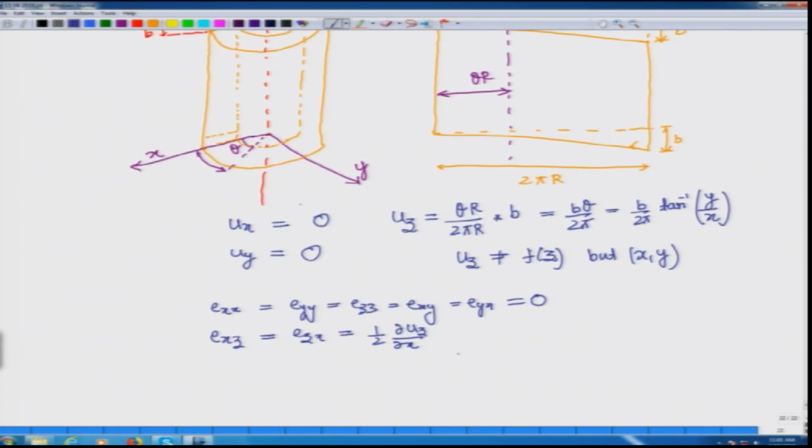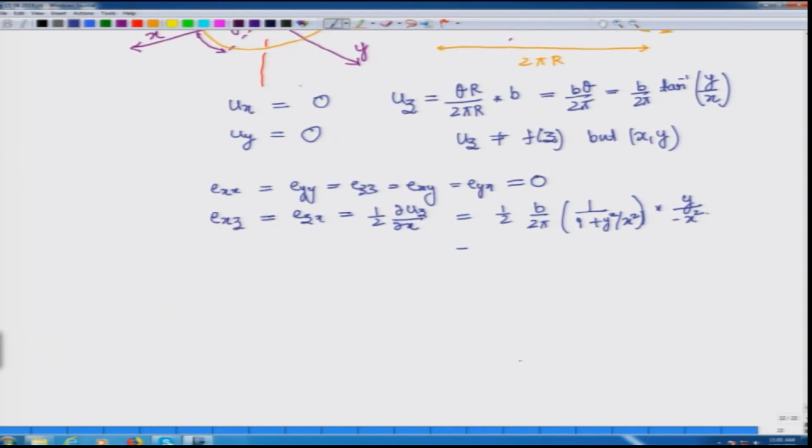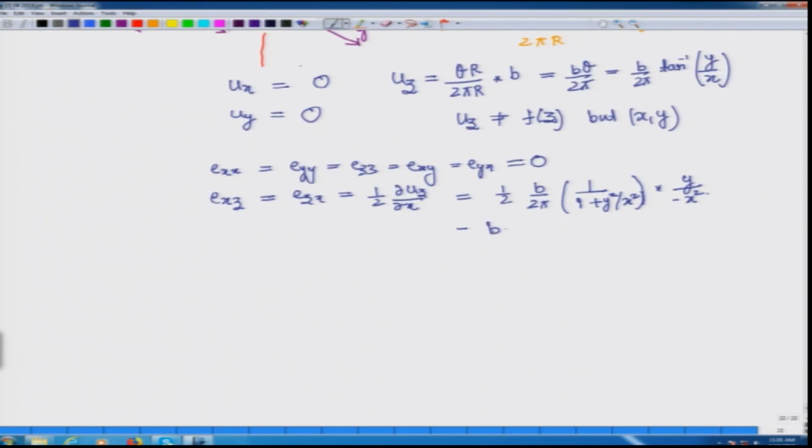The other one, del u x by del z, is again 0. So, what we get is, we are differentiating using the chain rule. So, we have first differentiated assuming y by x as one component, and then we differentiate y by x with respect to x, and we get y by minus x square, and therefore, this will, so there is a minus term which comes out over here.